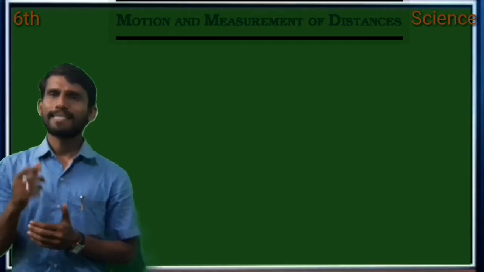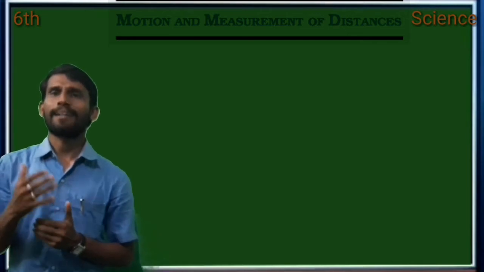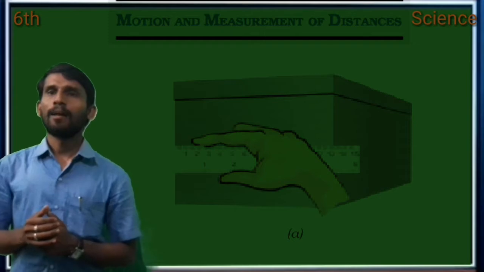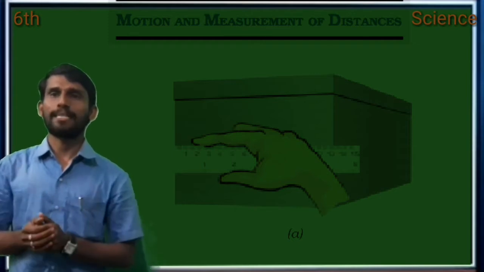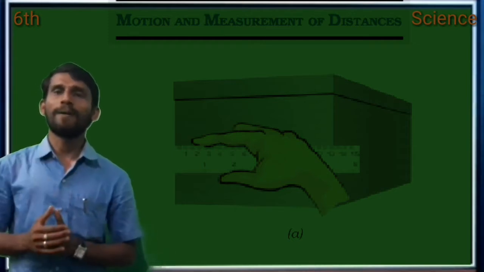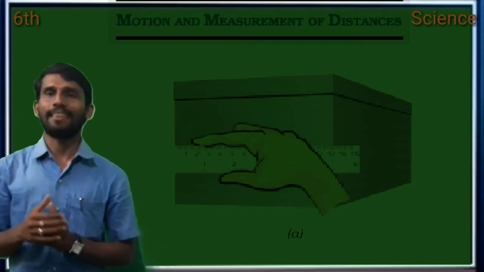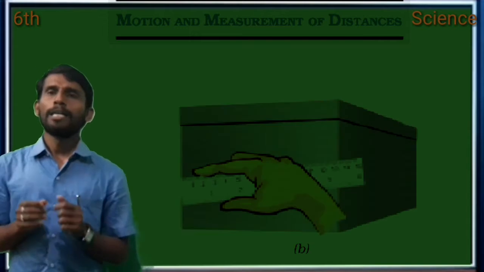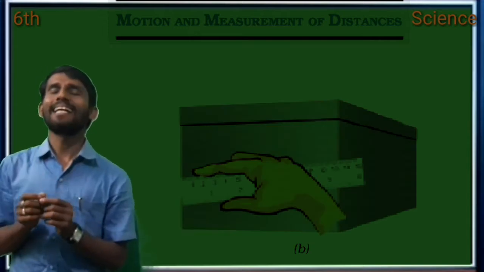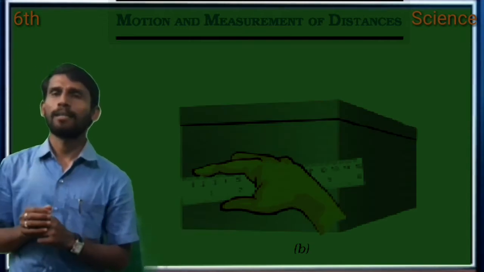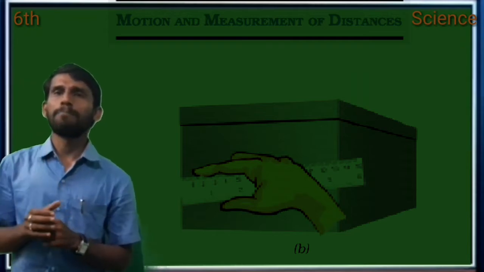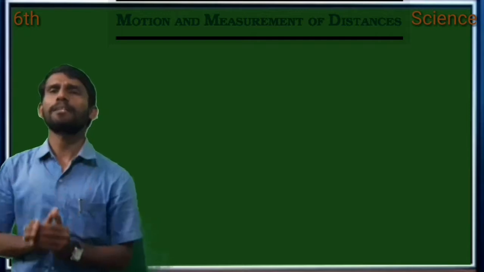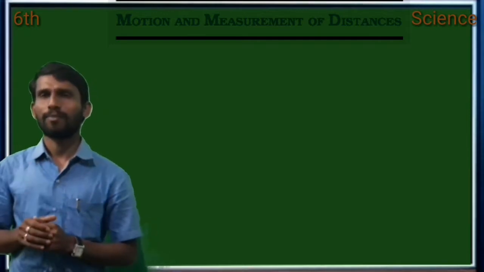You place the scale in contact, like this, with the object. After that, you measure how much the length is. Dear student, let us see another picture. You don't keep the scale like this with the object. You place the scale in contact with the object along its length.